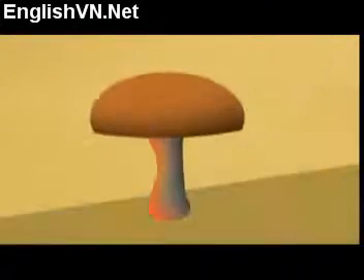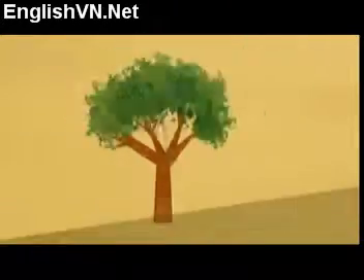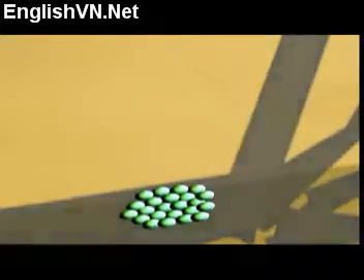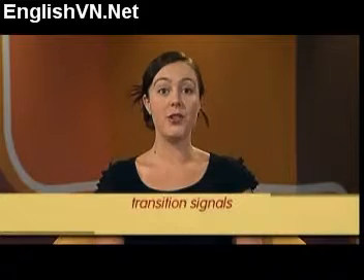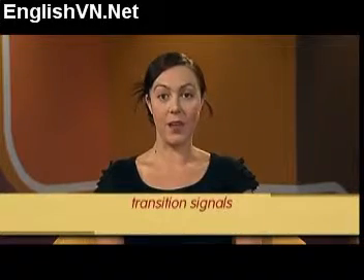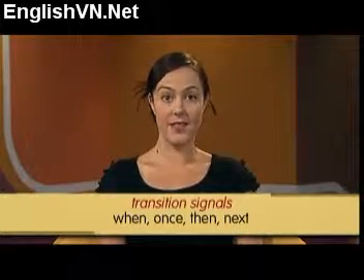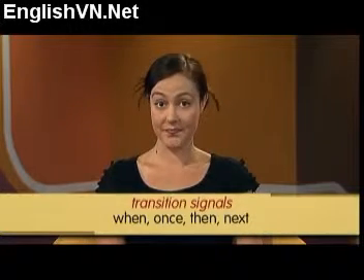When describing a cycle, we need to start somewhere, then describe in order each part of the cycle. There are many different ways of describing the stages of a cycle. We can use transition signals like when, once, then, or next. When speaking, you can also use pauses and intonation to describe a cycle. In written language, this becomes punctuation. Listen to Noel Arrold again describing the different parts of the cycle.